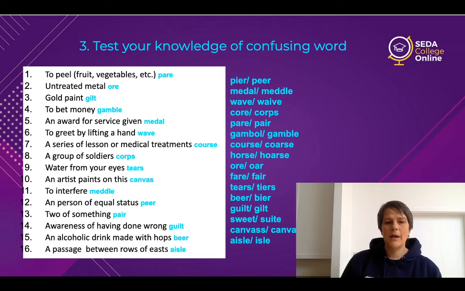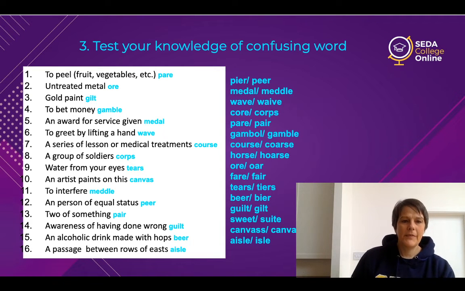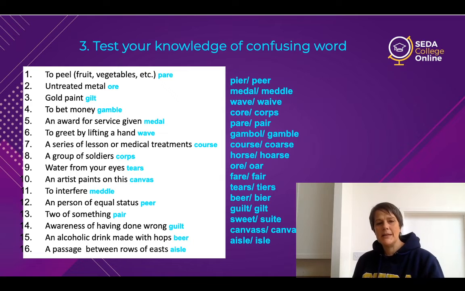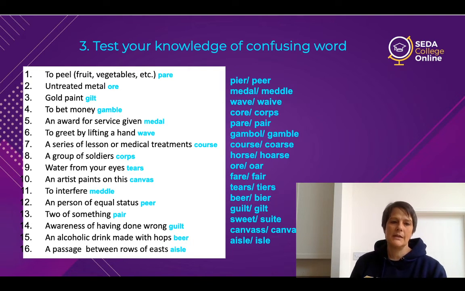A canvas is what an artist paints on. Meddle, M-E-D-D-L-E, it means interfere. Then your peer is someone who is equal to you. You do peer evaluation if you tell each other how you're doing. Peer correction if you correct from your partner. Two of something is a pair. So the pair, like, a pair of shoes, and pare your vegetables. The spelling is different, the meaning is different, but unfortunately the sound is identical.